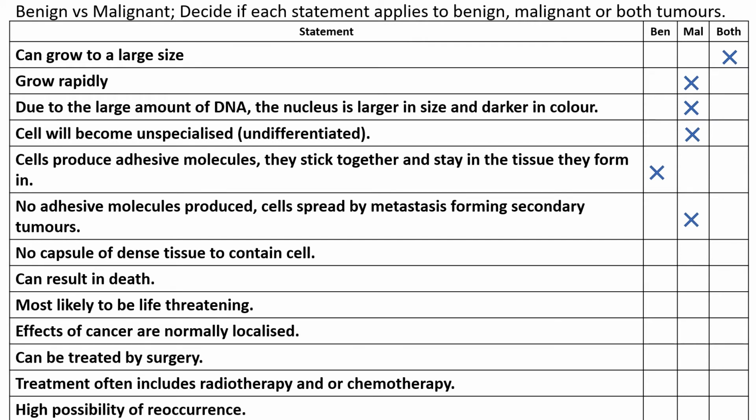We've got a no capsule of dense tissue. Well, that's the malignant one. Resultant death is of course both. Most likely to be life-threatening is the malignant one. The effect of cancer is normally localized is benign, treated by surgery. They both can be treated by surgery, but malignant is normally associated with chemo and with radiotherapy as well. Treatment involves both, and high possibility of reoccurrence is of course the malignant. It is the more challenging of the types of tumors you can get.